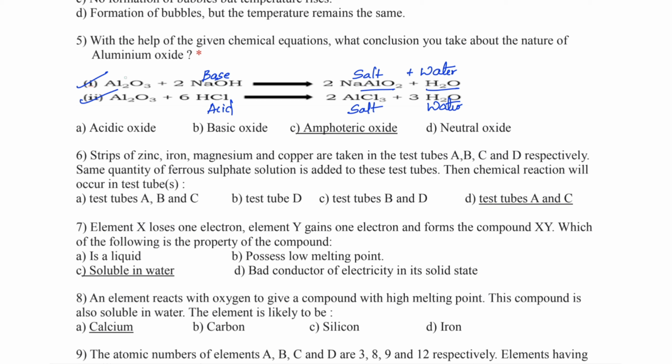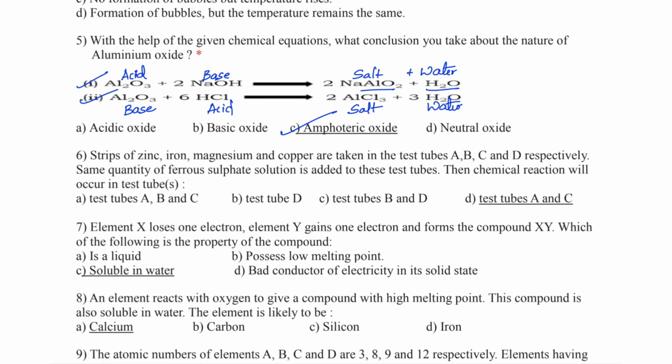So in the first case, aluminium oxide is acting as an acid, and in the second equation, aluminium oxide is acting as a base. So here, aluminium oxide can act as acid or base depending on the situation. Such chemical compounds, we call them as amphoteric oxide, and therefore right answer is option C.